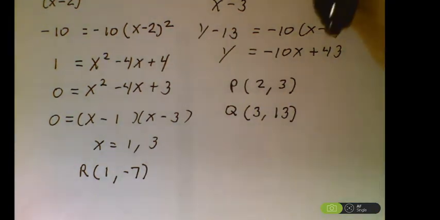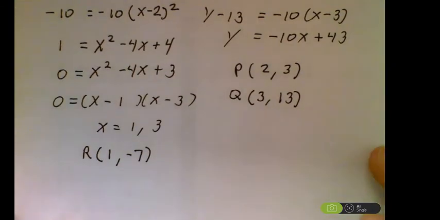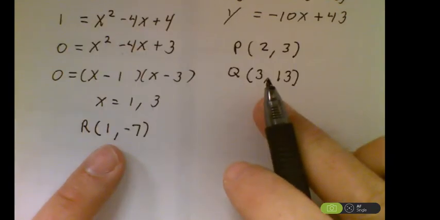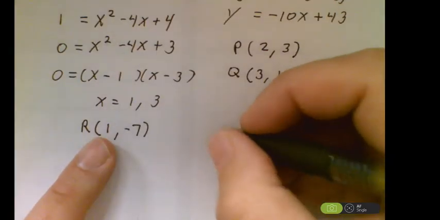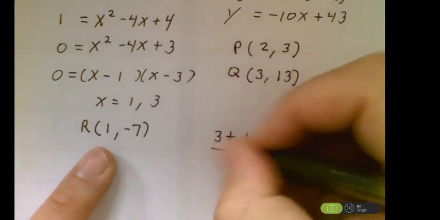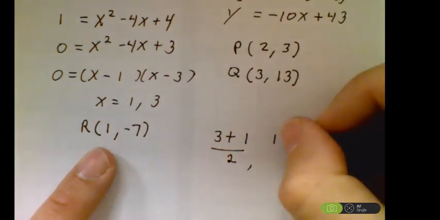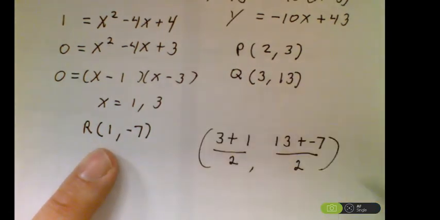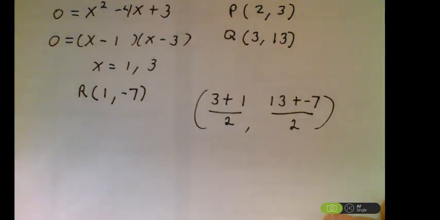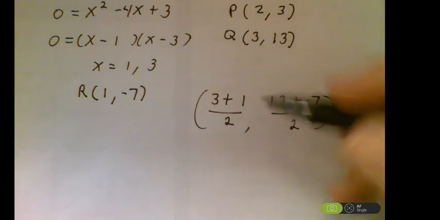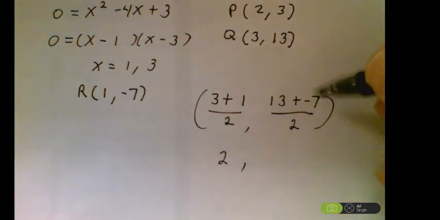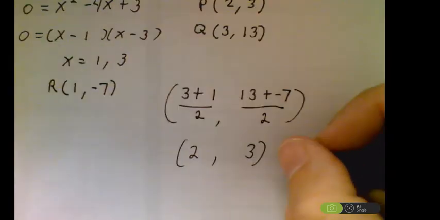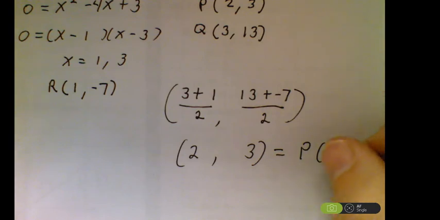So this is another show question: show that P is the midpoint of QR. If we look at the coordinates for Q and R, the midpoint is where you do x plus x divided by 2, and you do y plus y divided by 2. So there's our setup for midpoint. This is how we show the work. Obviously 3 plus 1 is 4 over 2, which is 2. And 6 over 2 is 3. And so we are showing that that equals point P, which was also 2, 3.